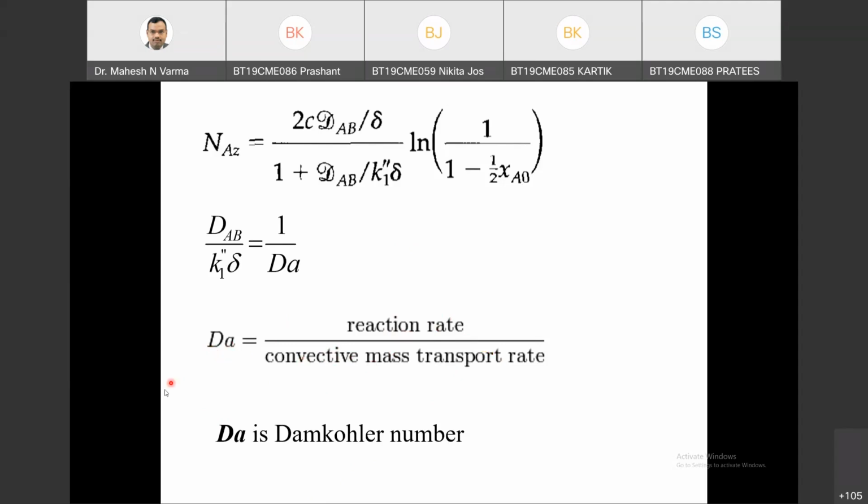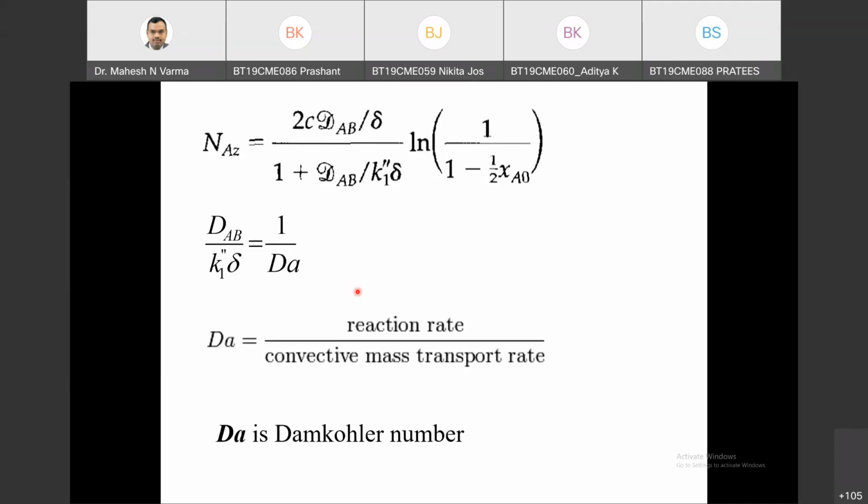So certainly if Da is very, very large, which will be dominating? Roll number 60, Aditya. Yes, sir. If Da is large, which is my controlling parameter? Sir, reaction rate will be controlling.